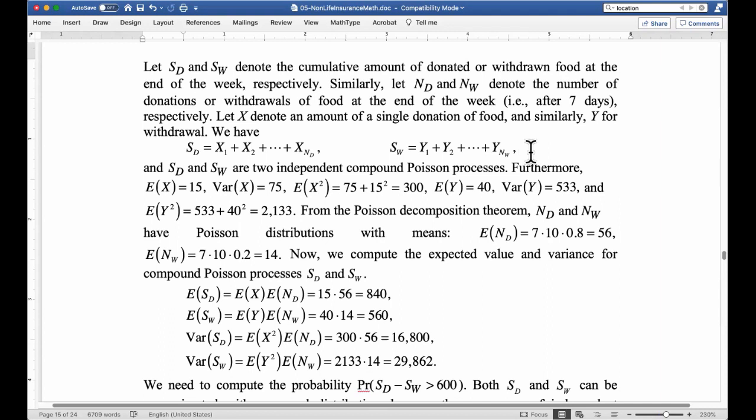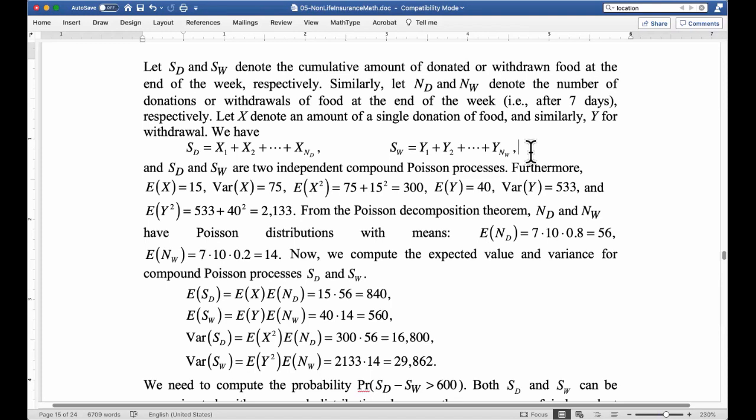E of Y is 40, variance of Y is 533. And E of Y squared, the second moment, is the variance plus the square of the mean, so 2133. From the Poisson decomposition theorem, N sub D and N sub W have Poisson distributions with means E of N sub D equal to 7 times 10 times 0.8: 7 days, 10 the mean of the underlying process, times 0.8, the probability that it's a donation. And that's 56, and E of N sub W the same way, 7 times 10 times 0.2, and it's 14.